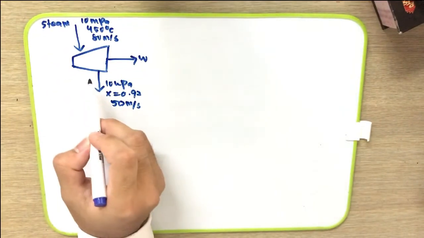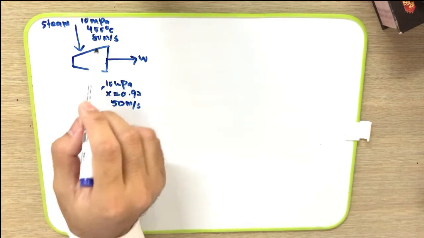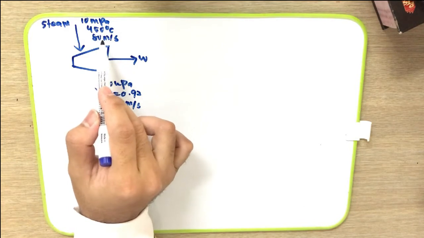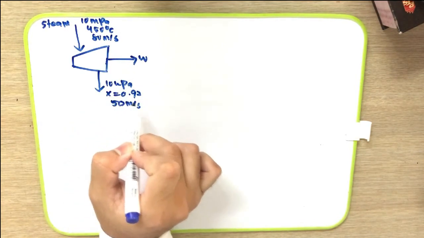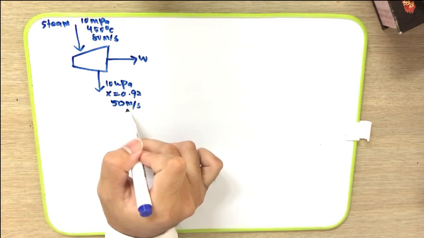In this question, we have an adiabatic turbine in which the inlet of the steam is at pressure 10 megapascal, 450 degrees C and 80 meter per second. The outlet is 10 kilopascal, x is equal to 0.92 and also the velocity is 50 meter per second.